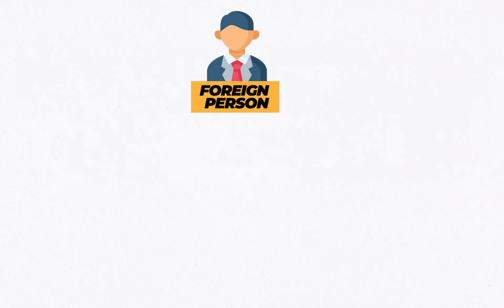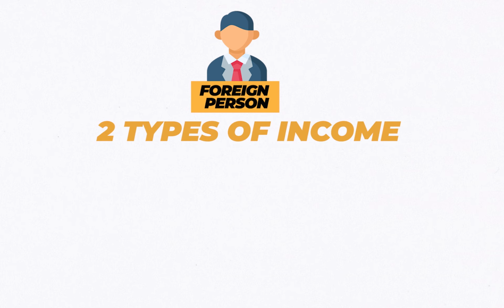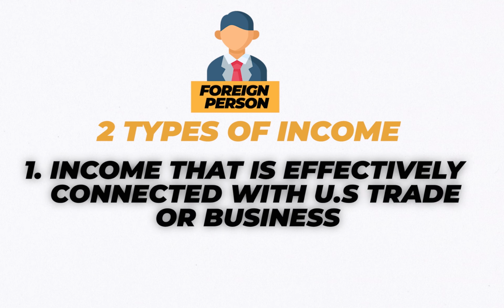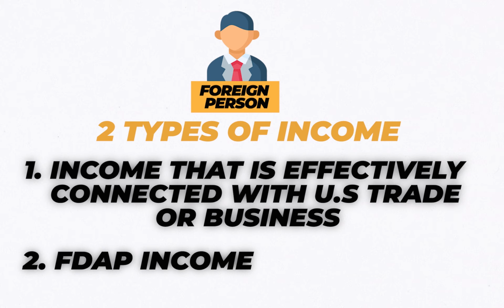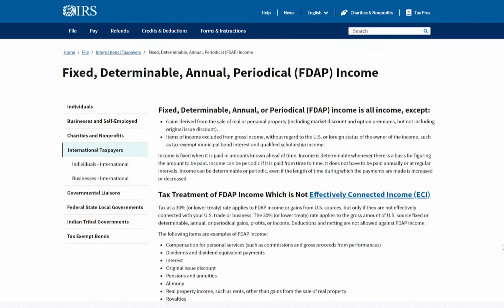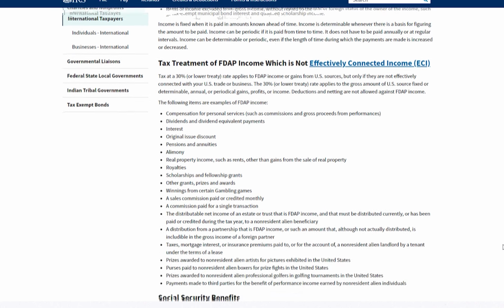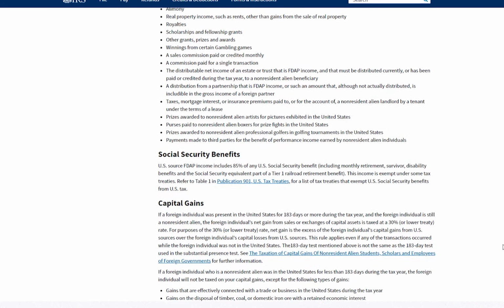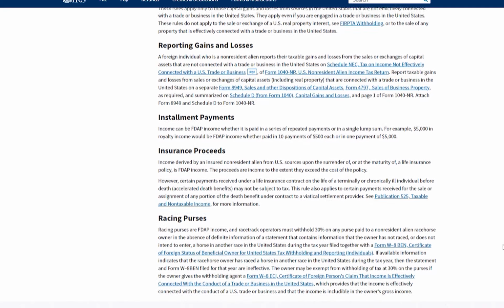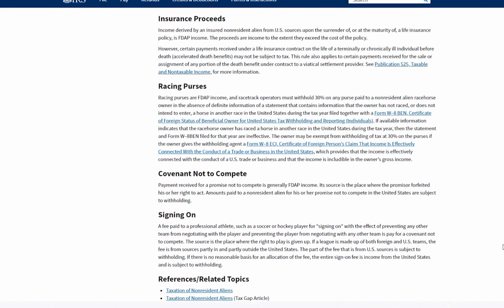Now, a foreign person is subject to US taxes on two types of income. Okay, generally there are two types of income. Number one is income that is effectively connected with US trade or business. Okay, and then number two is FDAP income. So FDAP income falls into the category of the passive type of income or the investment types of income. Okay, so income that you don't really even have to struggle much to earn, which means that you can just sit back and then you can make that income. Now, those are type of income such as the royalties, the dividends, the interest income, the annuities, etc.